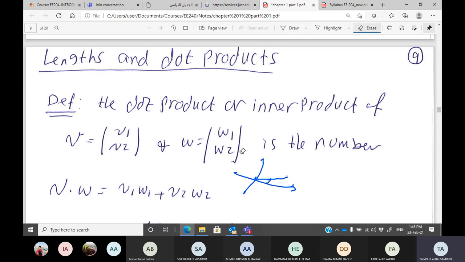First, let's talk about the dot product of two vectors V and W. We write them as V dot W. The way we do the dot product is we multiply the corresponding entries, then we add them. So V1 times W1 plus V2 times W2. Okay, so this is the dot product of the two vectors V and W.